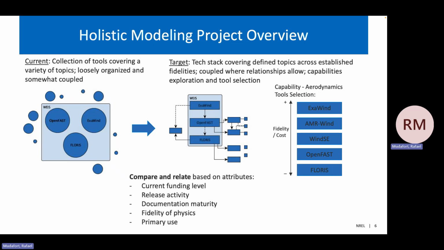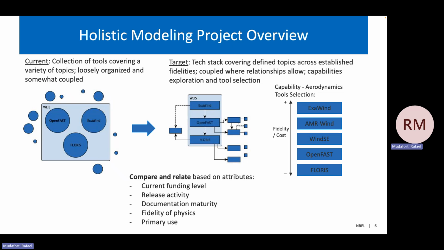And so what I'm just prototyping there is the solid lines might represent a direct connection in code between something like ExaWind and OpenFAST, but an indirect connection. So you might use one in the workflow of another to kind of complete some larger task. And that's generally the sort of coordination that we're trying to get to.